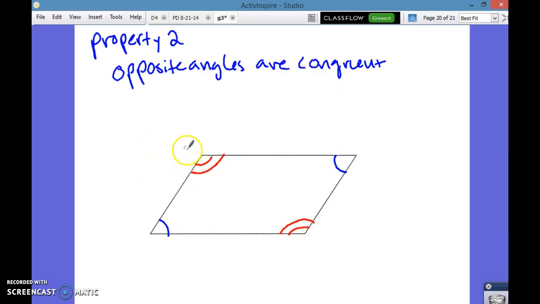In a quadrilateral, opposite angles are going to be the same. So if I knew that this angle here was 100, I would know the angle across from it is also 100. It's very easy. You'll see in our next property how easy it is to fill in all of the angles in a quadrilateral.